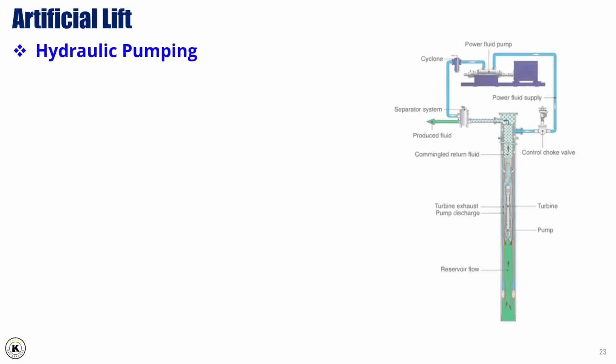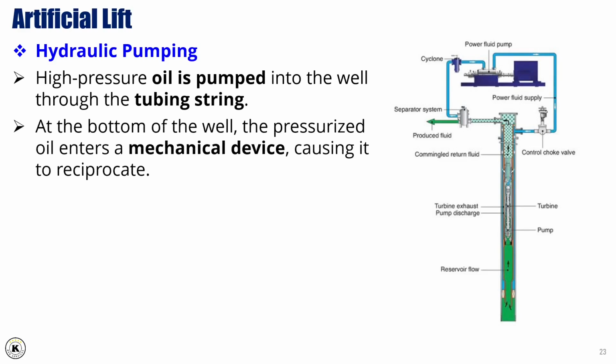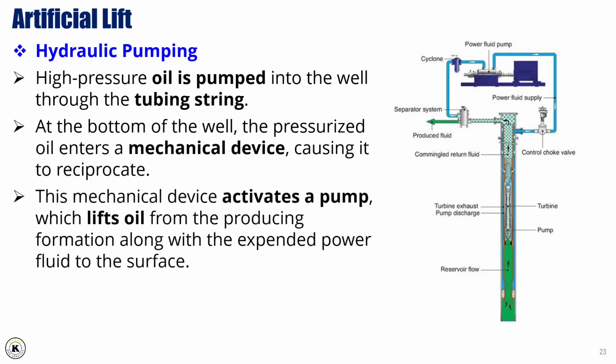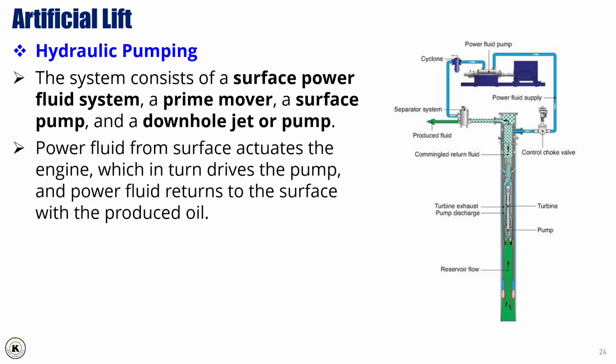Hydraulic pumping. High-pressure oil is pumped into the well through the tubing string. At the bottom of the well, the pressurized oil enters a mechanical device, causing it to reciprocate. This mechanical device activates a pump, which lifts oil from the producing formation along with the expended power fluid to the surface. The system consists of a surface power fluid system, a prime mover, a surface pump, and a downhole jet or pump. Power fluid from surface actuates the engine, which in turn drives the pump, and power fluid returns to the surface with the produced oil.